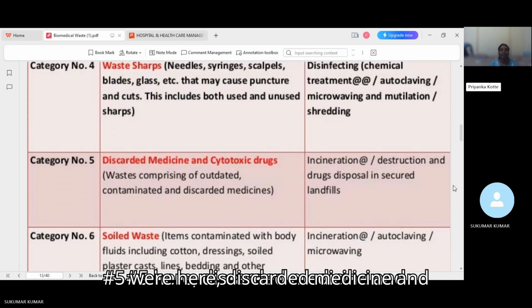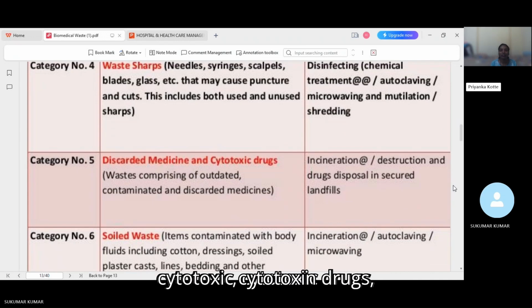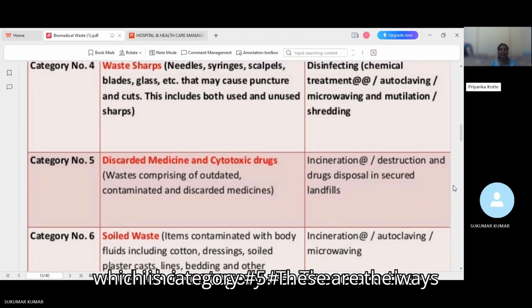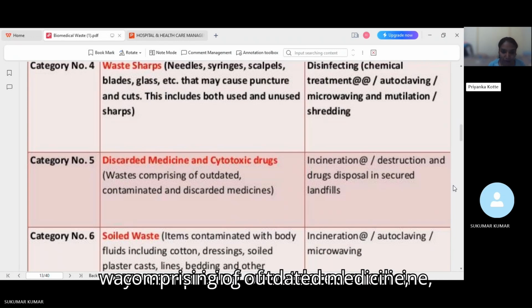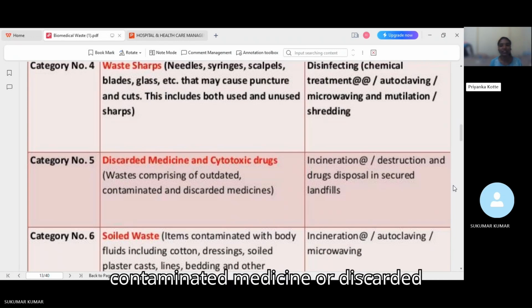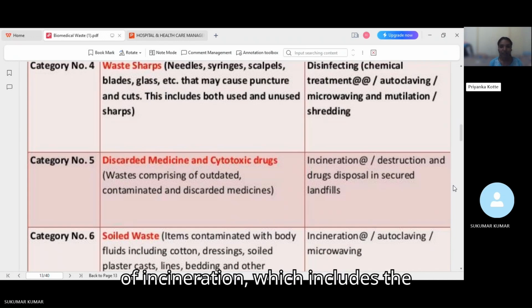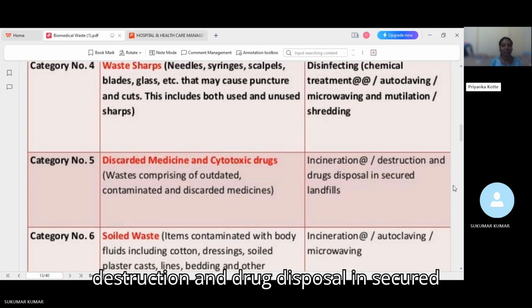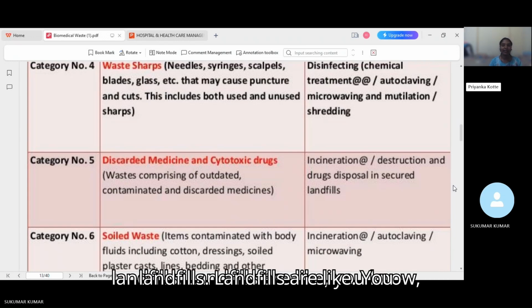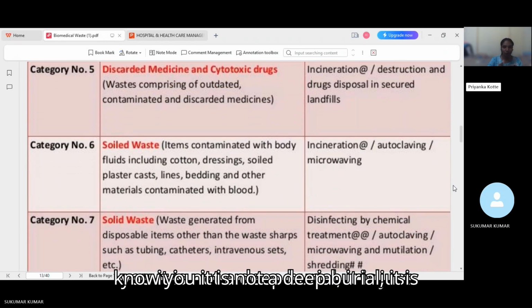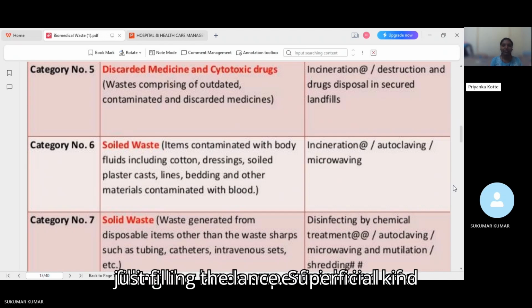Next, category number 5, discarded medicine and cytotoxic drugs. These are the waste comprising of outdated medicine, contaminated medicine, or discarded medicine. They also undergo the process of incineration, which includes the destruction and drug disposal in secured landfills. Landfills are not a deep burial, it is just filling the lands, a superficial kind of burial.